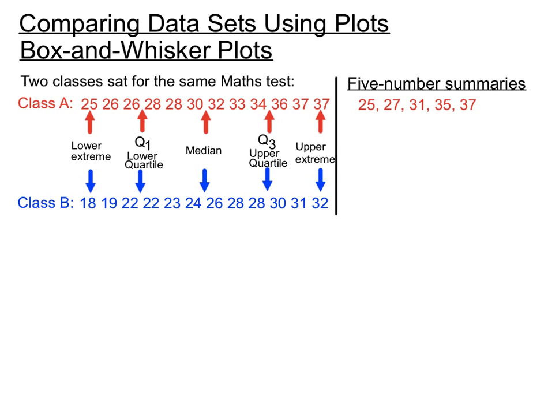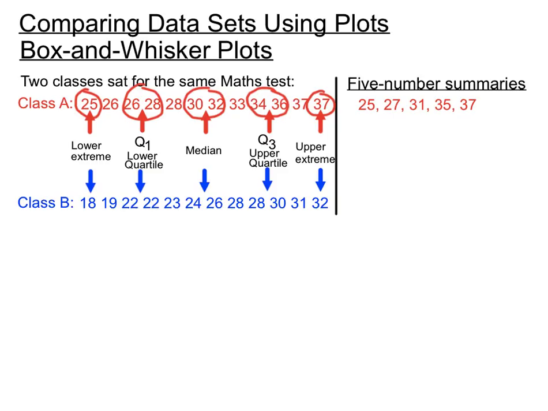Now let's go through the 5-figure summary for Class A here. We've got the lower extreme. We've got Q1. Now I've put 27 there, which is halfway between the 26 and the 28. That's how we got that 27. The median is halfway between 30 and 32, so we'd add them together and divide by 2 and get 31 there. Once again, there's a halfway between here, between 34 and 36 is 35 for that Q3, and the upper extreme is your 37. So that's how we got our 5-figure summary there, 5-number summary.